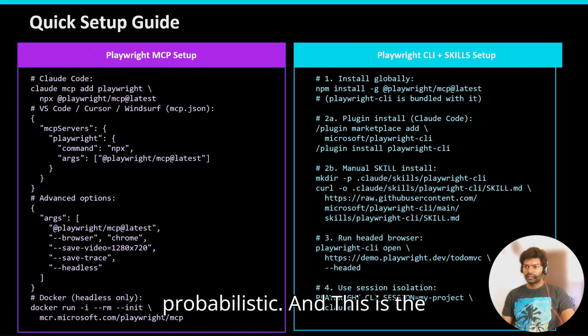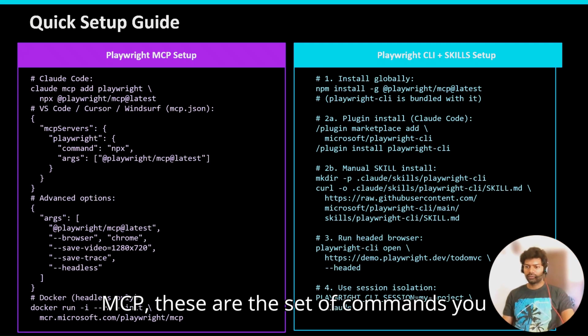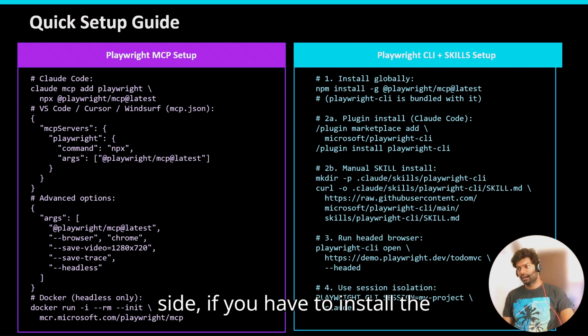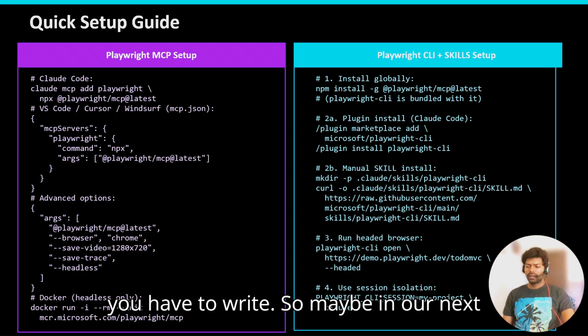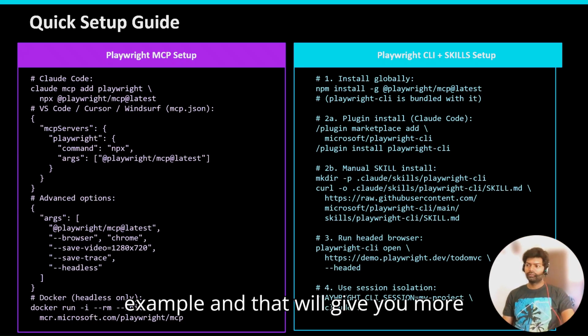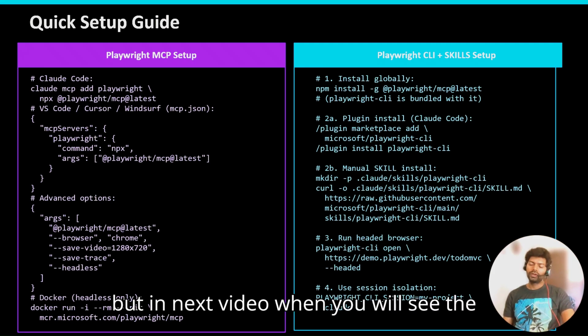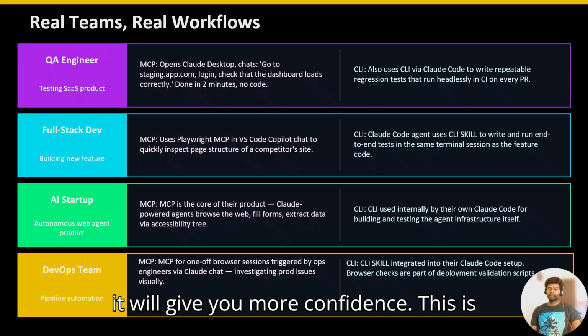And this is the setup guide. If I want to install the MCP, these are the commands you are seeing on my screen. And on the right side, if you have to install the Playwright CLI, these are the commands you have to write. So maybe in our next video, surely we will see live examples, and that will give you more clarity. You might be a little confused, but in the next video, when you see the live interaction happening, it will give you more confidence.